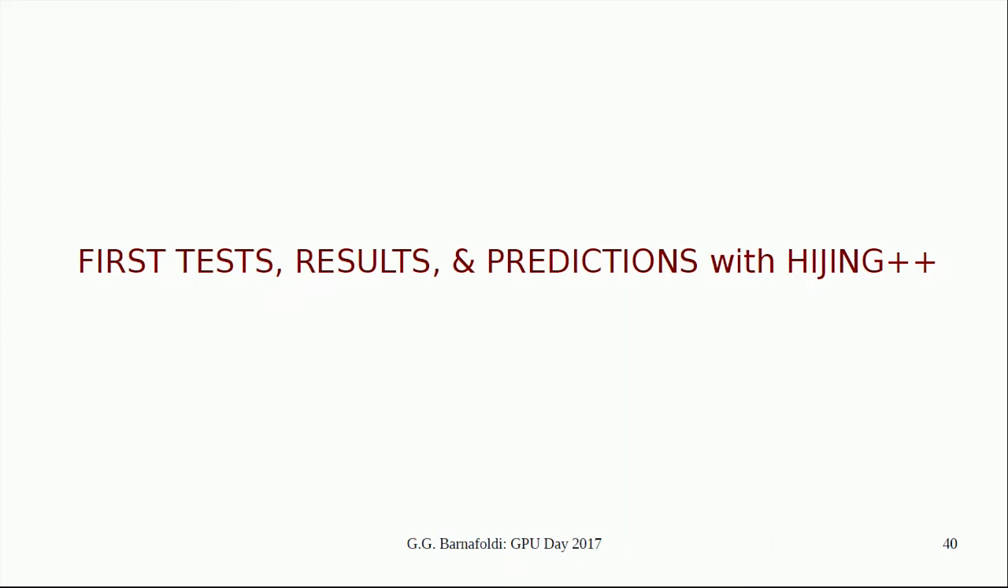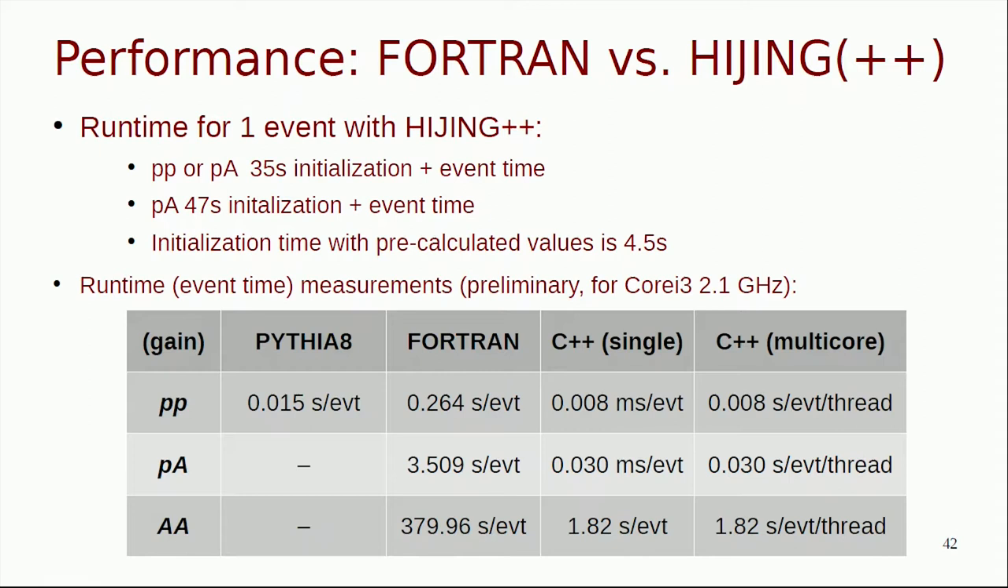This is one of the most interesting parts. Here is a mistake, this is AA. In proton-proton and proton-nucleus collisions, it takes a lot of time for the initialization, even for one event. It's about 35 seconds, and then comes the event generation time. In AA collisions, it's a little bit longer because you have two nuclei and you have to count up where your nuclei are and where the quarks and gluons are inside. If you make a vectorization or a tabulated version of this, it becomes a little bit faster.